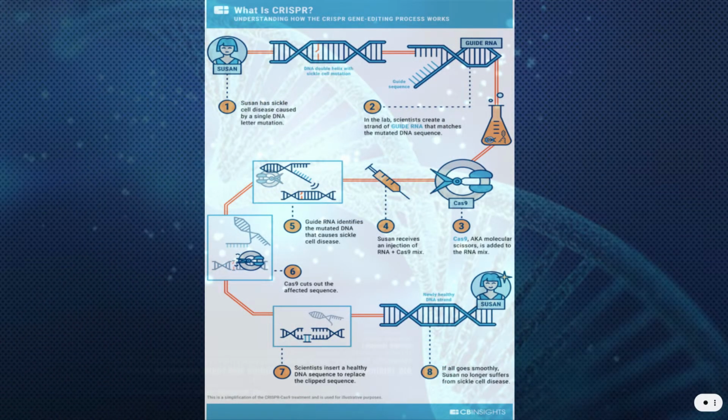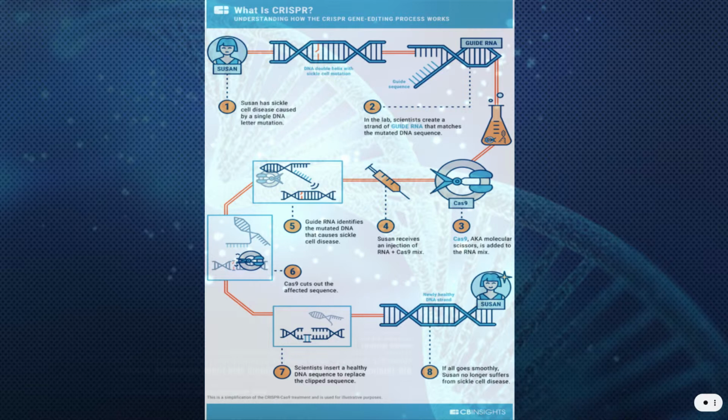So now that we've talked about CRISPR-Cas9 technology, I wanted to use this slide to take us through the progression and explain how it works. As you see at the first point, we have Susan, who has sickle cell disease caused by a single DNA letter mutation. So you can see that DNA double helix with the sickle cell mutation. Then at step 2, in the lab, scientists create a strand of guide RNA that matches the mutated DNA sequence. Step 3 is when Cas9 comes into play. Cas9, also known as the molecular scissors, is added to the RNA mix.